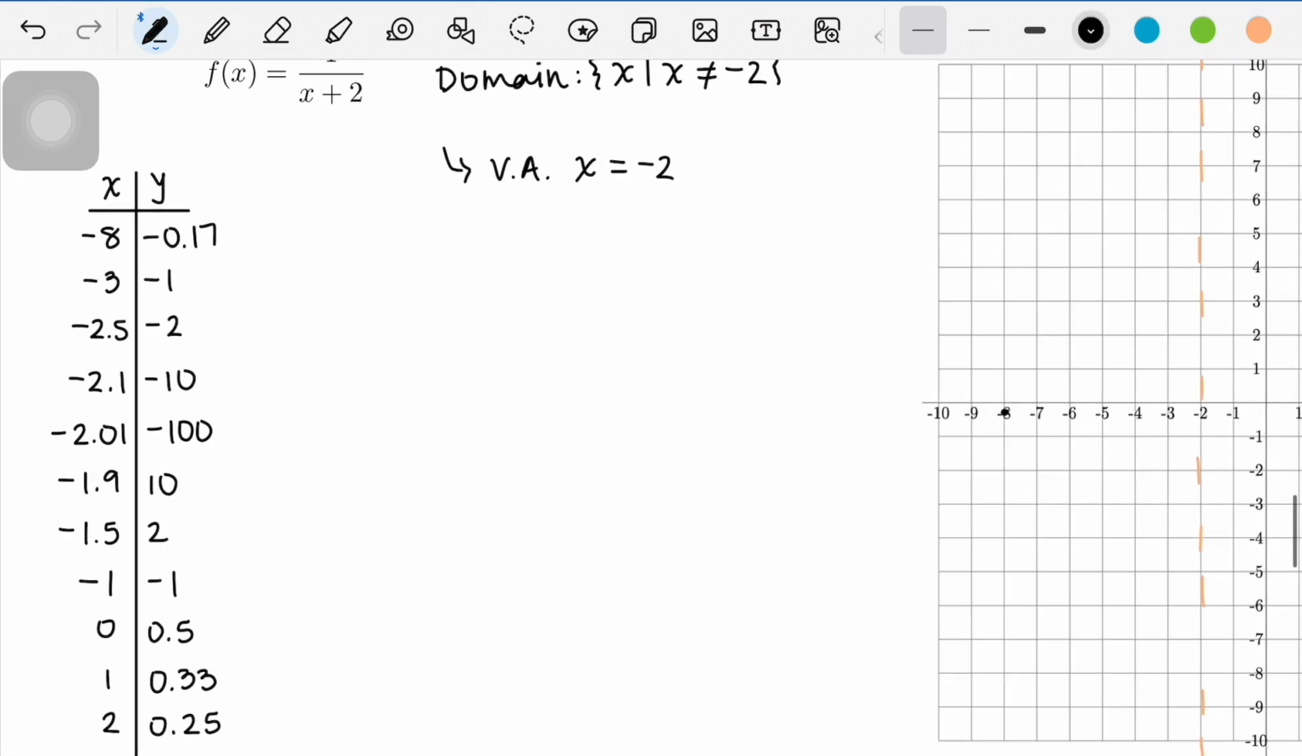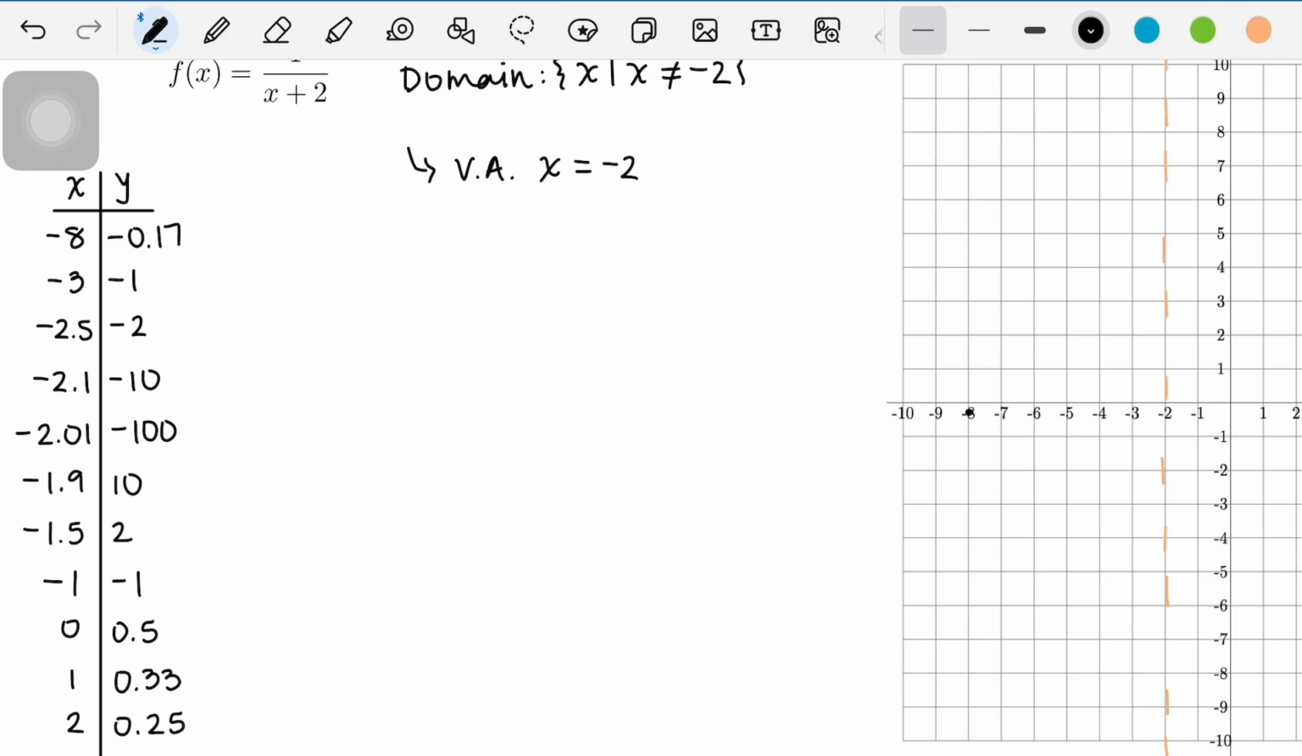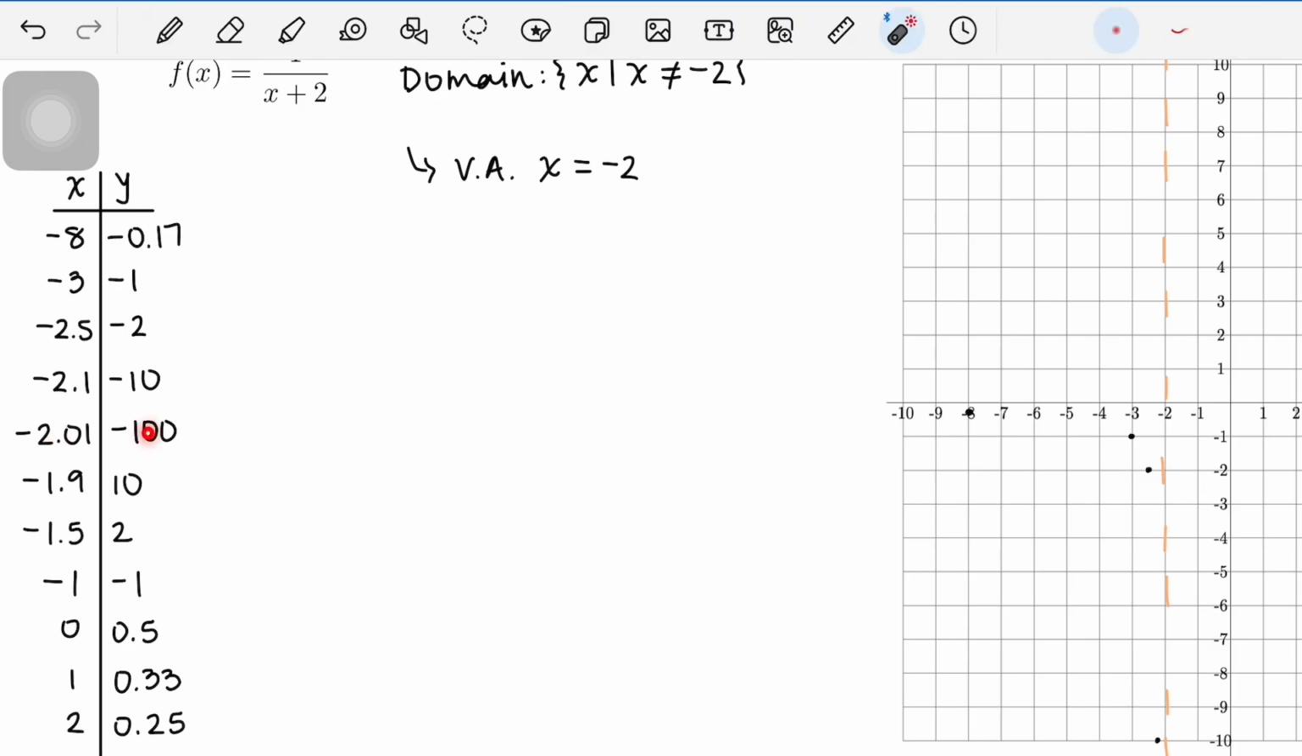We have -3 gives us a -1. -2.5 gives us a -2. -2.1 jumps to -10, so right around there. And then -2.01, if you notice, is -100, which is off this screen here. So if we went to -1.9, so on the other side of this asymptote, then we're all the way at +10 here. So as you can see, we're never going to actually cross this asymptote.